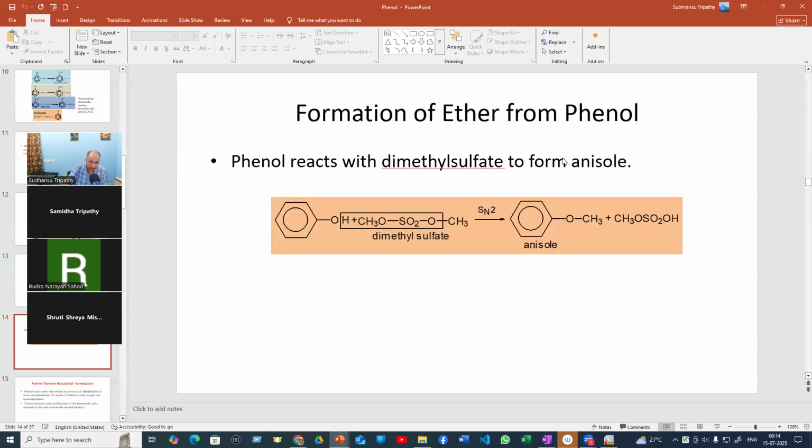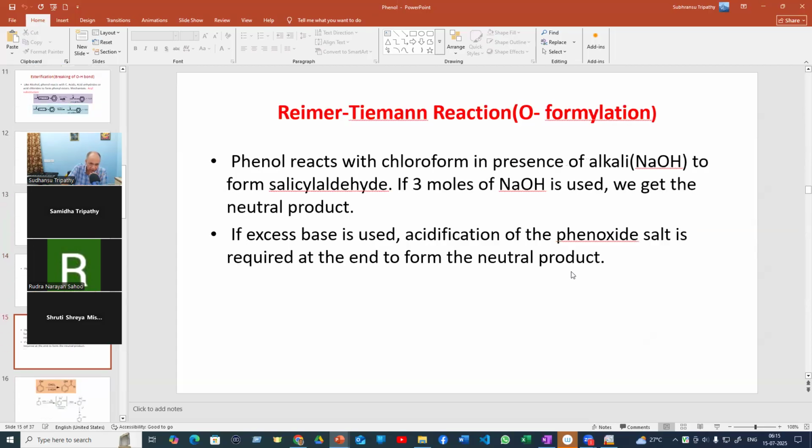Methoxybenzene. And this is another commercial method; manufacture of anisole is sometimes done in a different way by using dimethyl sulfate. Dimethyl sulfate can directly convert phenol to anisole. This O is bonded to CH3, and the methoxysulfonic acid is the other product, so you get anisole.